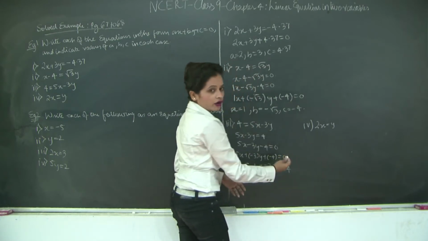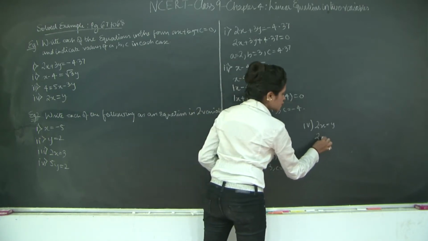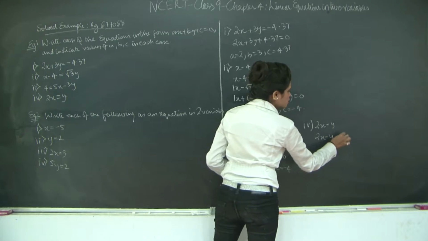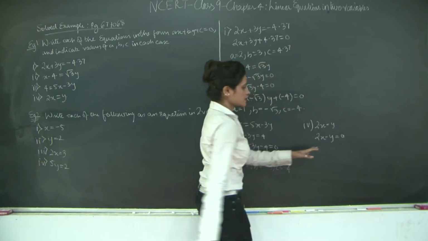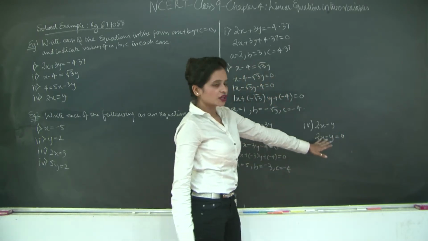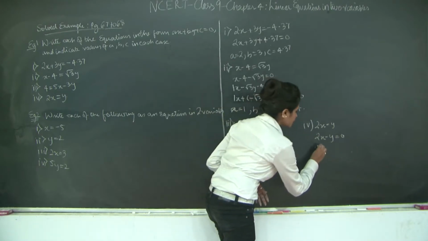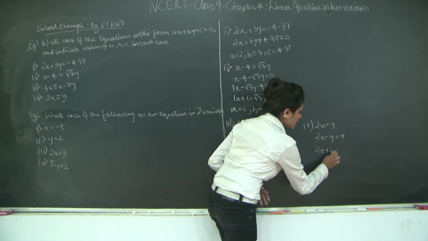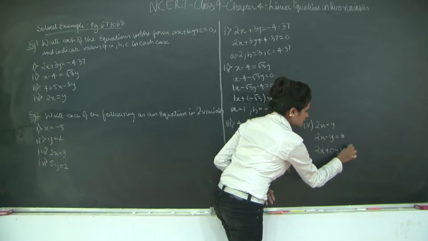So I'll bring my y on the left hand side, so the sign will change. It will become 2x minus y is equal to 0. So we have this written in the form of ax plus by, right. We need the c. So this can be further written as 2x plus minus of y plus 0 is equal to 0.